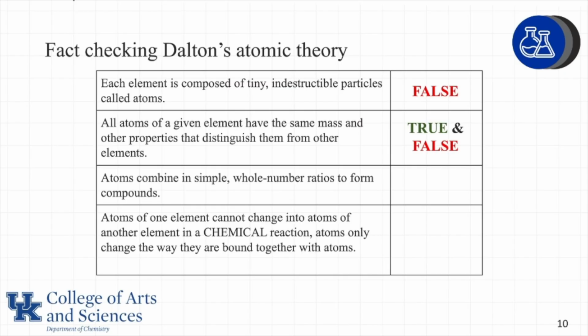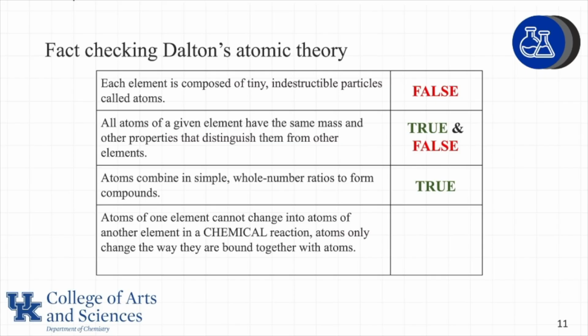Atoms combine in simple whole number ratios to form compounds. And this is true. So when we look at something like H2O, CO2, CH4, we see small whole number ratios of those atoms.